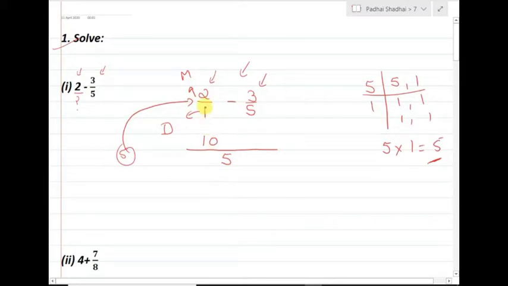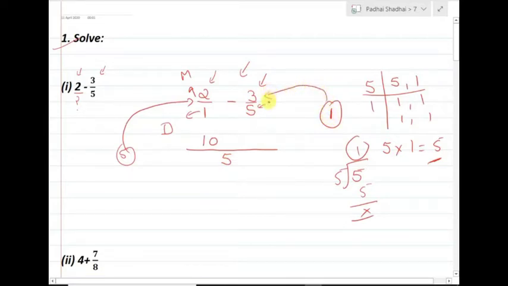And similarly for the next term, the denominator is 5 and the LCM is 5. So 5 divided by 5, we will get 1. So we have to multiply the numerator by 1. So here it will be 3 1s are 3. And in between there is a subtraction, so we write it as it is. 10 minus 3 by 5. So 10 minus 3 is 7 by 5.